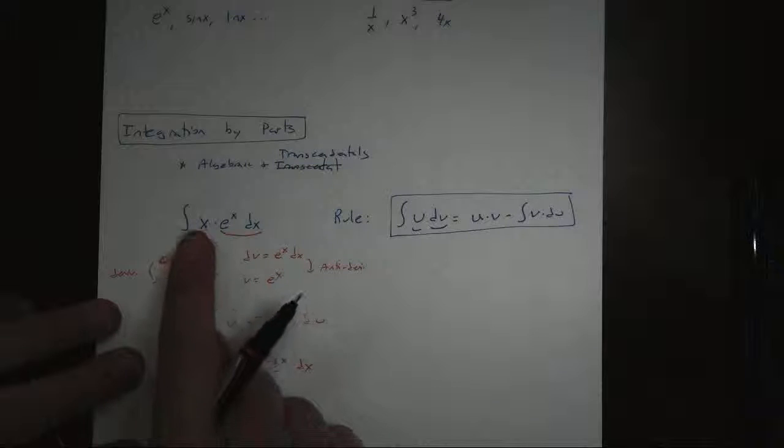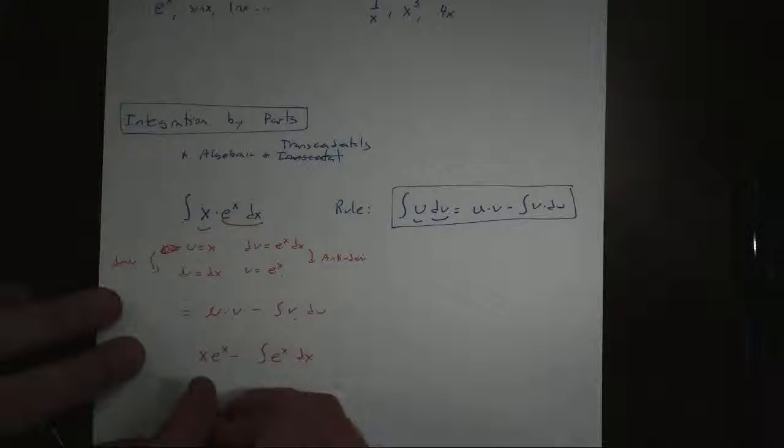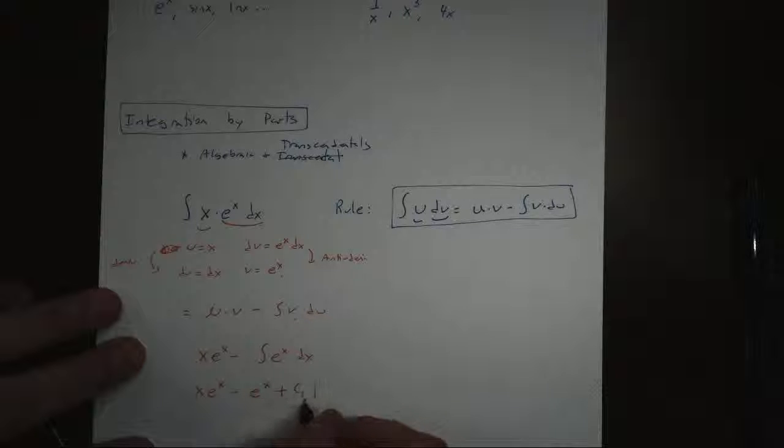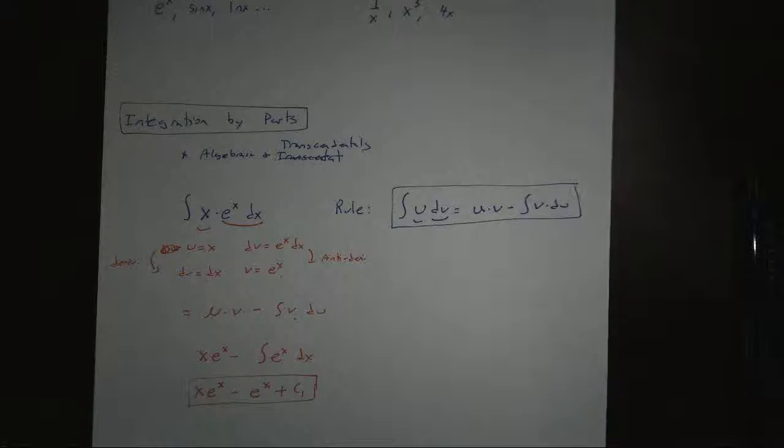And if you notice, what happens here is it gets a little bit simpler for us. So we get x e to the x minus the antiderivative of e to the x, just e to the x, plus c1. And there's our final answer right here. Like I said, this does take a little bit of practice for the first few times.